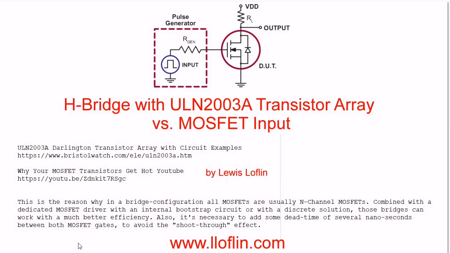This is the reason why in an H-bridge configuration all MOSFETs are usually N-channel MOSFETs combined with a dedicated MOSFET driver and an internal bootstrap circuit. These bridges can work with much better efficiency. Also, it's necessary to add some dead time of several nanoseconds between MOSFET gates to avoid the shoot-through effect.